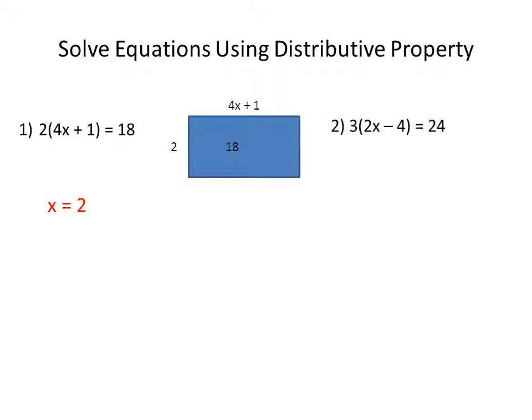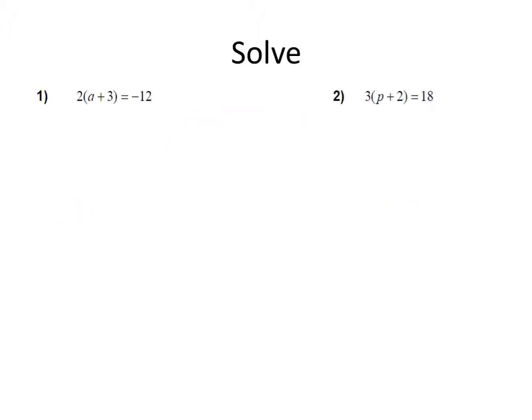Try this one on your own. x should be equal to 6. If you don't understand how we got 6, look back in your foldable. Remember, everything inside the parentheses gets multiplied by what's outside the parentheses. And then I have a regular two-step equation that I just need to solve. Okay, on a sheet of paper, I want you to do these on your own.